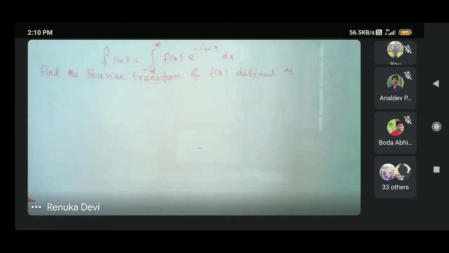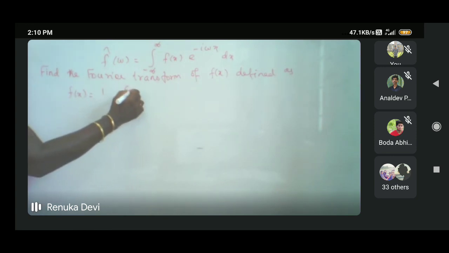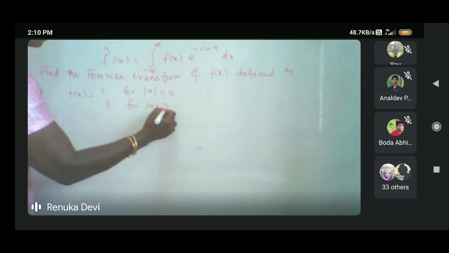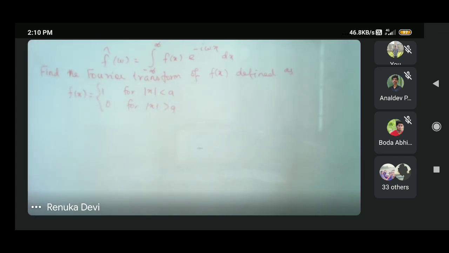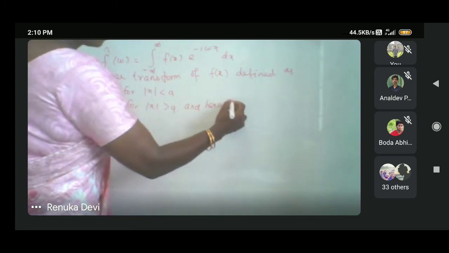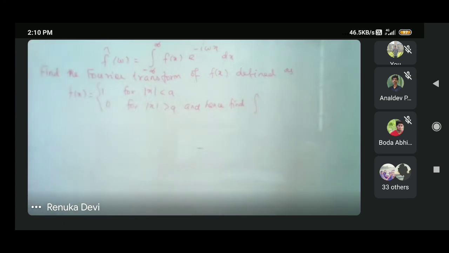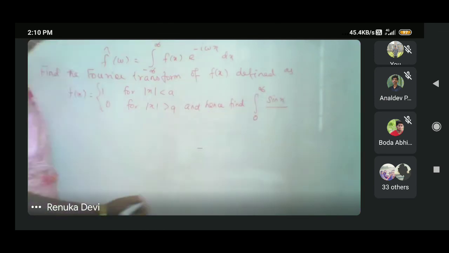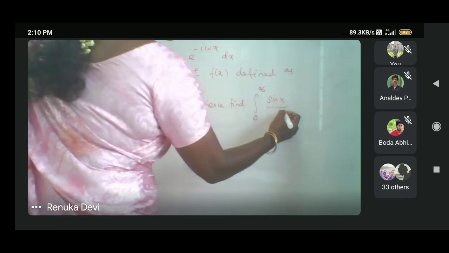Find the Fourier transform of f of x defined as f of x equal to 1 for modulus x less than a and 0 for modulus x greater than a. And hence find the value of the integral from 0 to infinity of sin x by x dx.